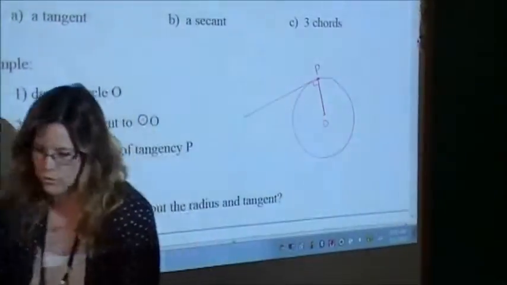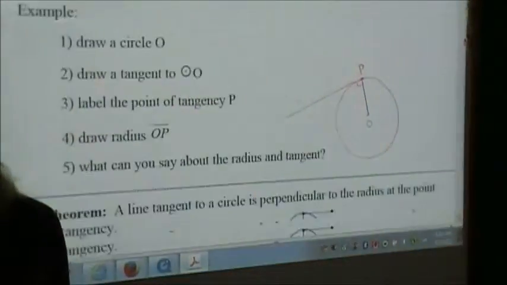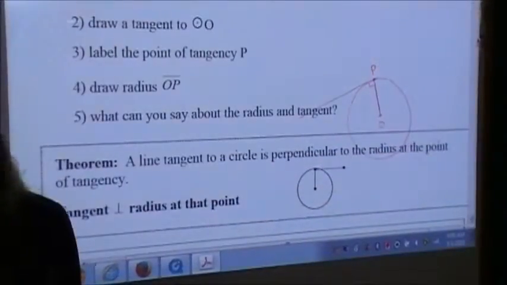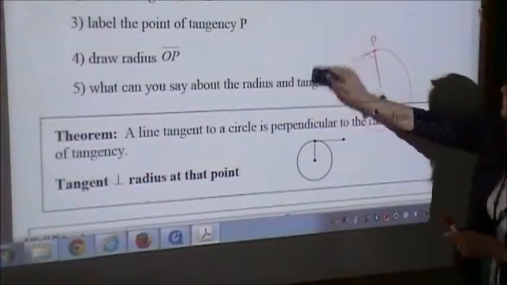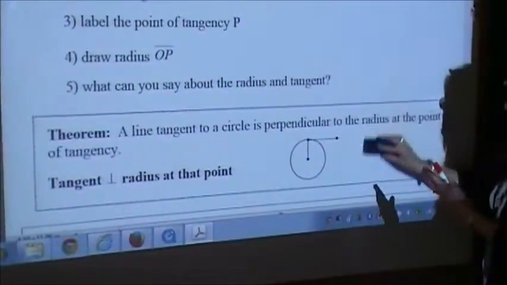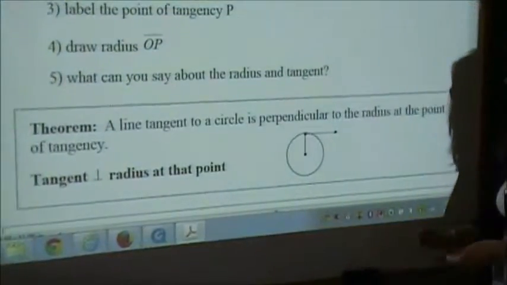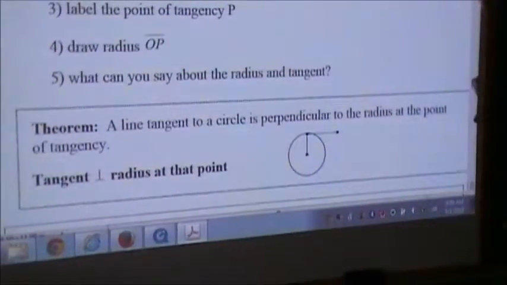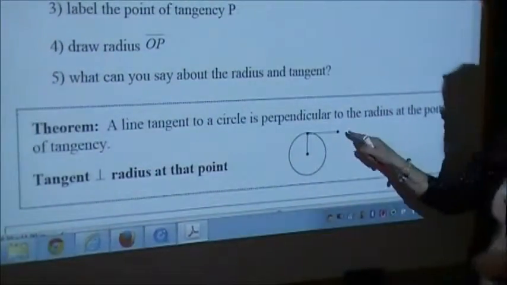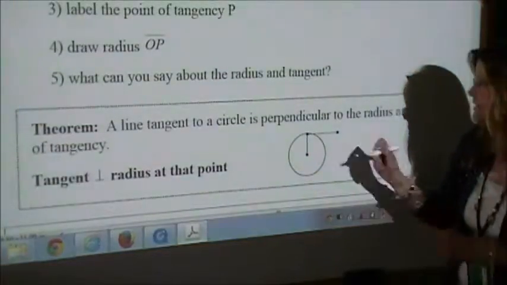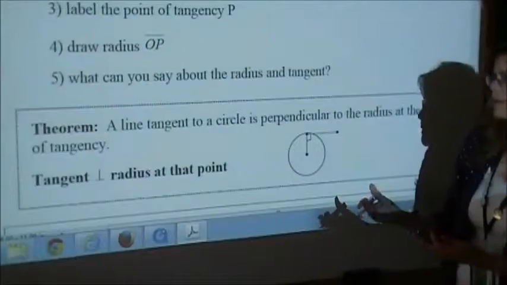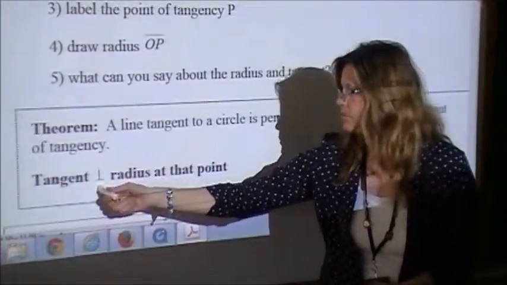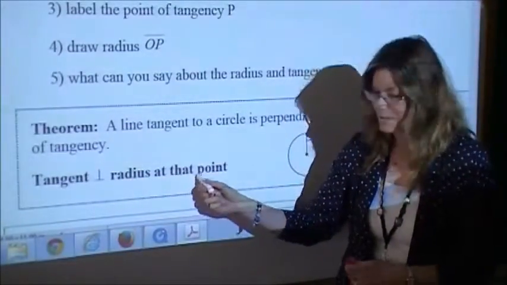So if you scroll down in the notes, this is a theorem. The theorem says, a line tangent to a circle is perpendicular to the radius at the point of tangency. So here was our tangent line, here's our radius. These are perpendicular, and there it makes a right angle. You can shorten it by saying the tangent is perpendicular to the radius at that point.